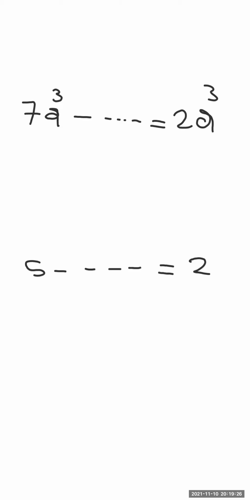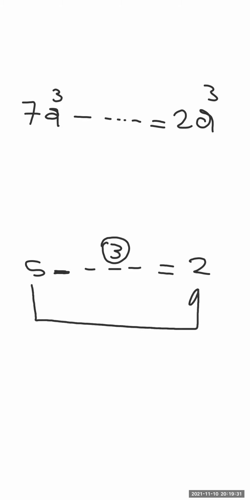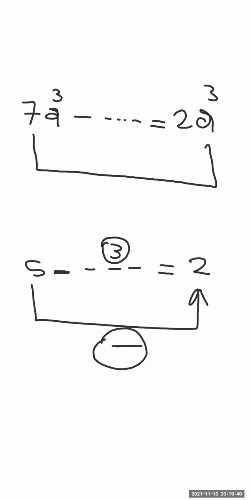7a to the power 3 minus a value equals a to the power 3. So simply 5 minus number equals, so of course 3. How did I get that? It's 5 minus 2, right? So no, not 2 minus, it's 7 minus 2, that is 5. So here 5a to the power 3.